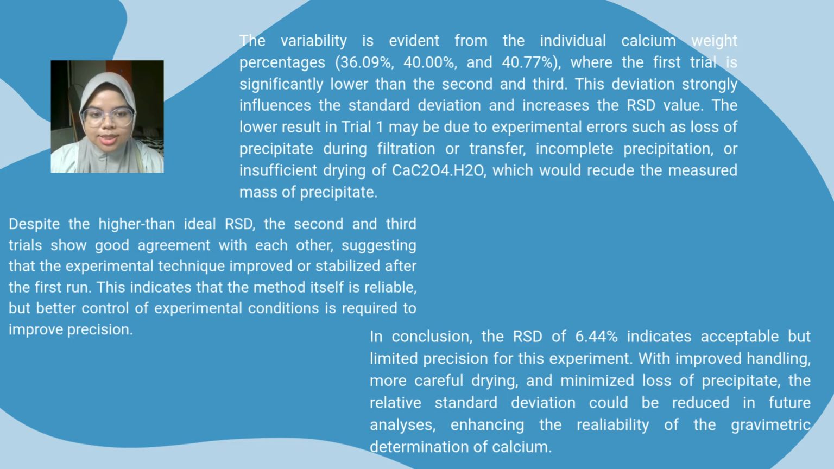Despite the higher than ideal RSD, the second and third trials show good agreement with each other, suggesting that the experimental technique improved or stabilized after the first run. This indicates that the method itself is reliable, but better control of experimental conditions is required to improve precision. In conclusion, the RSD of 6.44% indicates acceptable but limited precision for this experiment. With improved handling, more careful drying, and minimized loss of precipitate, the relative standard deviation could be reduced in future analysis, enhancing the reliability of the gravimetric determination of calcium.